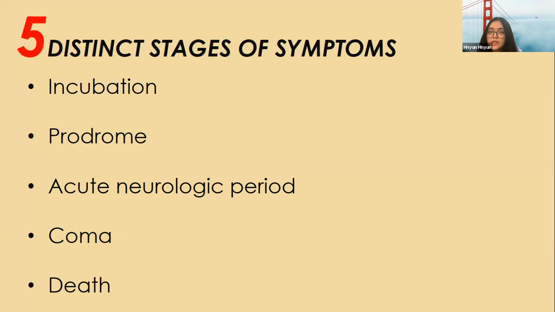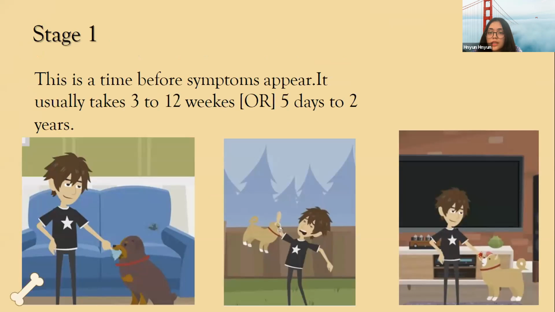So once you're infected, you will have to go through 5 distinct stages: incubation, prodrome, acute neurologic period, coma, and death. In stage 1, he was bitten by a dog and he was infected. But it takes 3 to 12 weeks, or if he's very lucky, it may even take 2 years for the first symptom to appear.